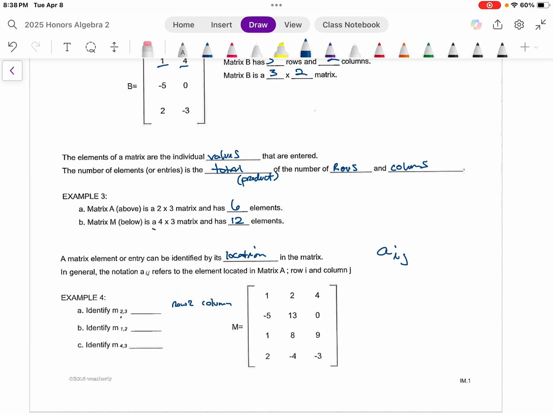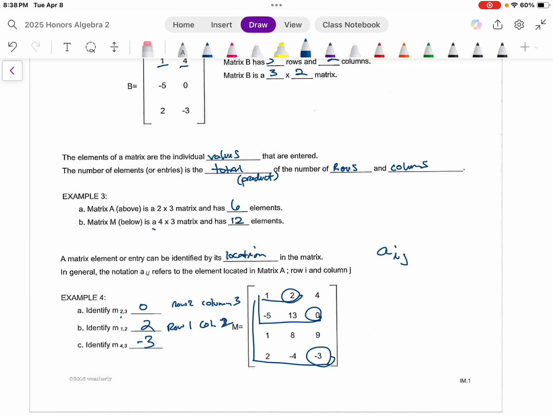So in matrix M, row 2, column 3, it would be 0. Identify what in matrix M is the element that's in 1,2. So that's the first row, and then the second column. So first row, second column, that would be 2. And then 4,3 would be down to the 4th row, over to the 3rd column, negative 3.